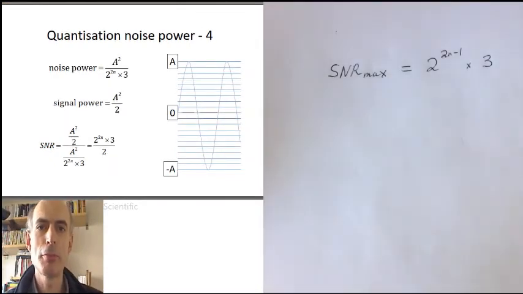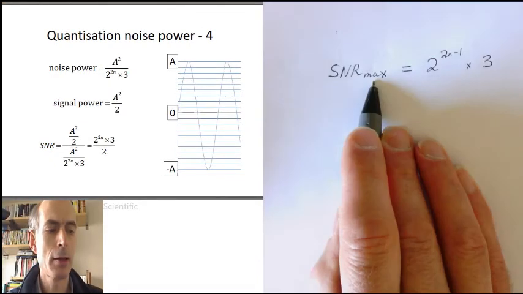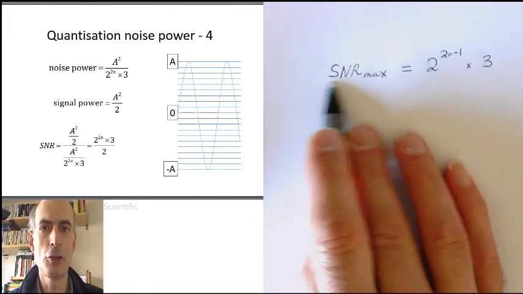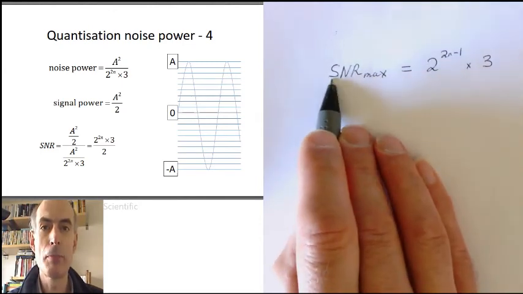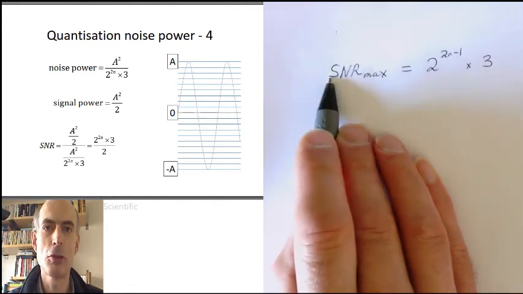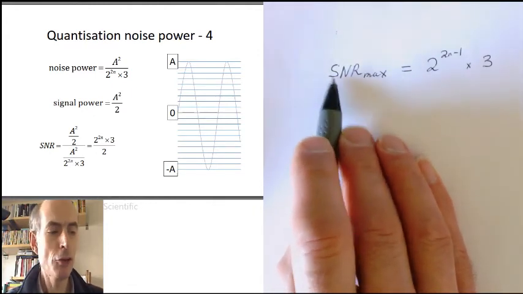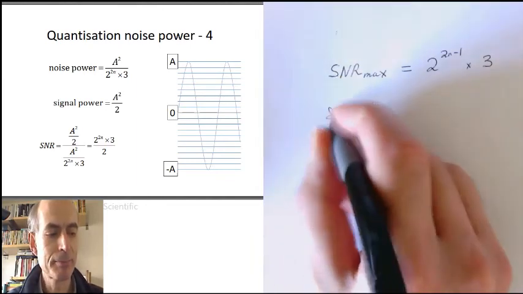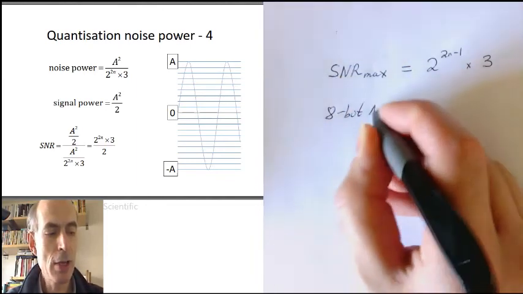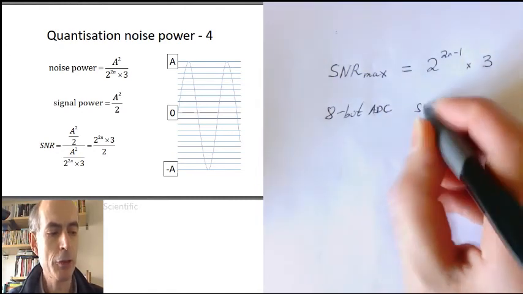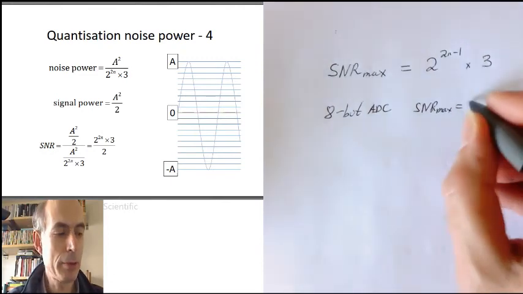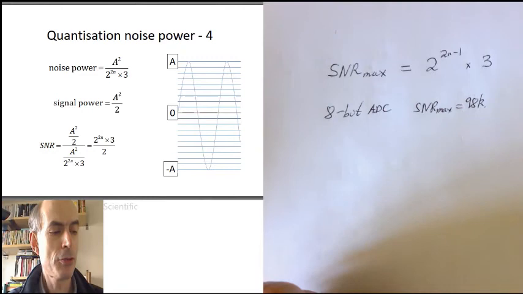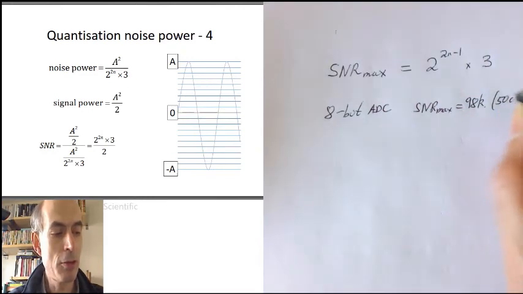It might be helpful to put some numbers into this calculation. I've written maximum here because this is the maximum signal-to-noise ratio you can get. Maximum because this is with the maximum signal power, the largest amplitude sine wave that will fit within the range of the analog to digital converter. Okay, let's suppose we have an 8-bit converter. With an 8-bit ADC, plug the numbers in, and the maximum signal-to-noise ratio ends up being about 98,000, which expressed in dB terms is about 50 dBs.